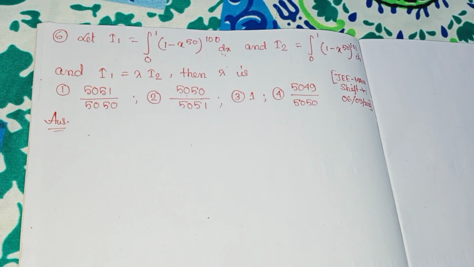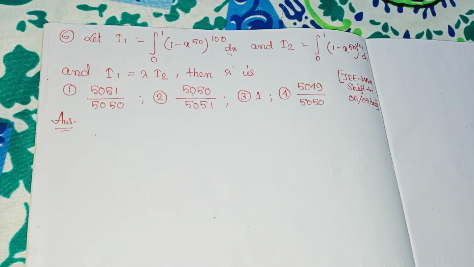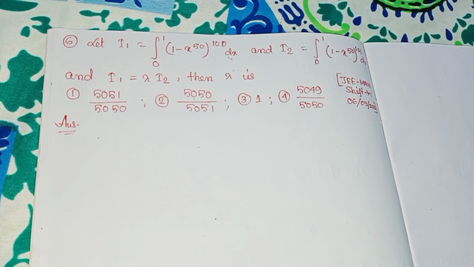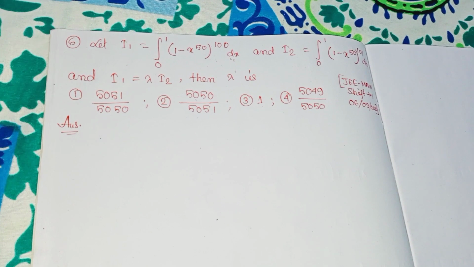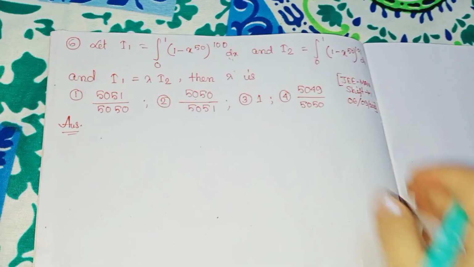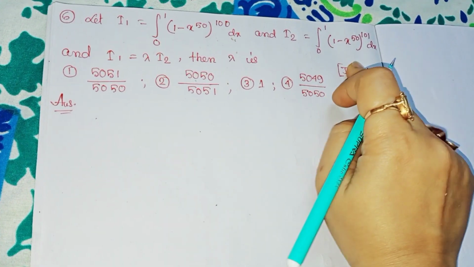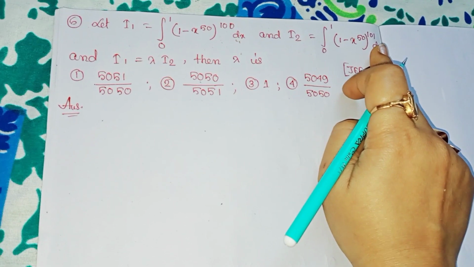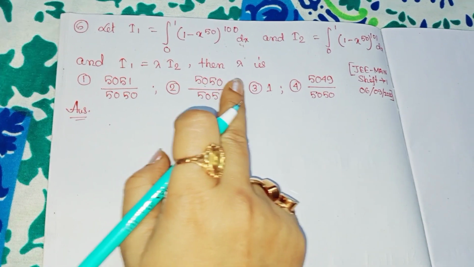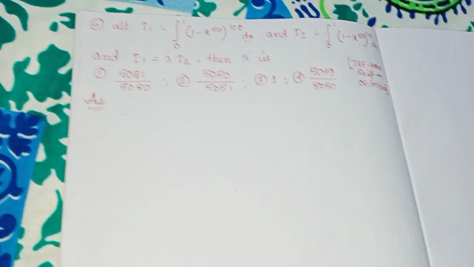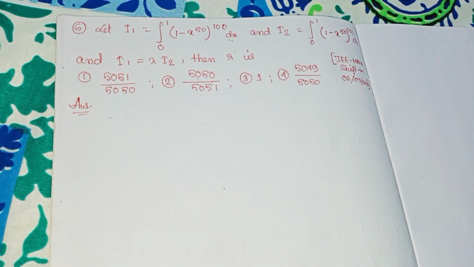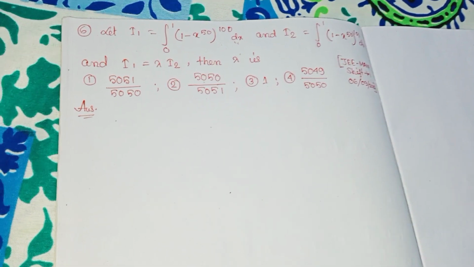Today we solve JEE-MAIN Shift-1, 6th of September 2020, question number 6. Let I1 is equal to the integral from 0 to 1 of (1 minus x to the power 50) whole to the power 100 dx, and I2 is equal to the integral from 0 to 1 of (1 minus x to the power 50) whole to the power 101 dx. If I1 is equal to lambda I2, then lambda is? Four options are given. This is the question in the house of indefinite integration, and it's a memory based question.